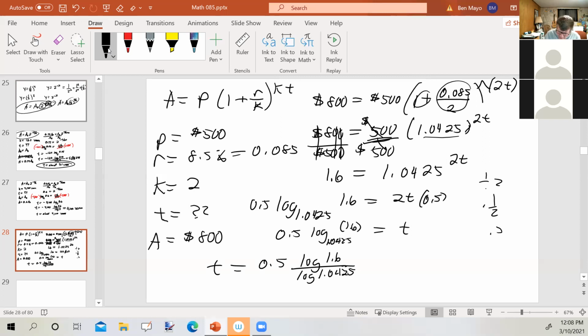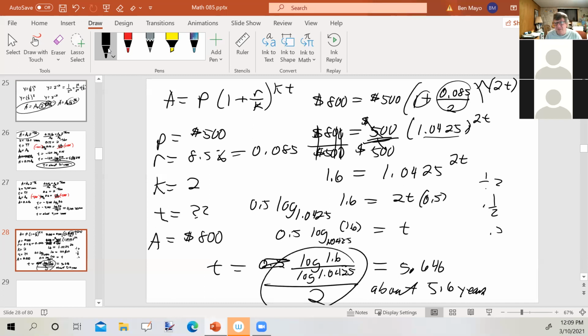Okay. All right. To the calculator. 0.5 log of 1.6 divided by log of 1.0425. And I get 5.646. And let's see, what are we doing here? To the nearest tenth of a year, it's about 5.6 years. Okay. What I was trying to avoid was this. Instead of having that, you'd have all of this divided by 2, which isn't so bad, but it just seems nicer to be able to put it all in like that.